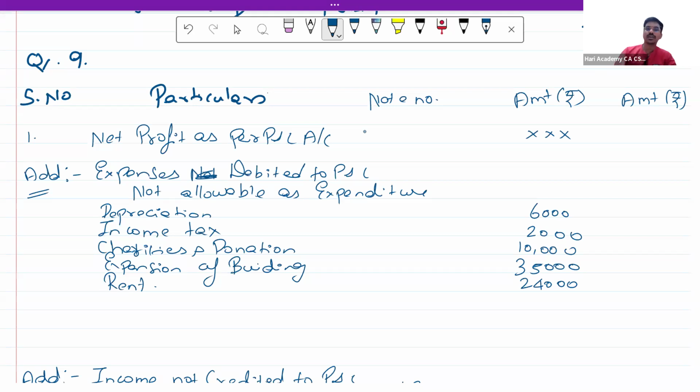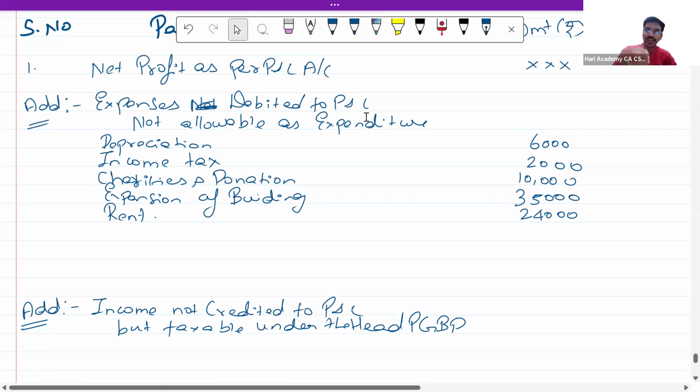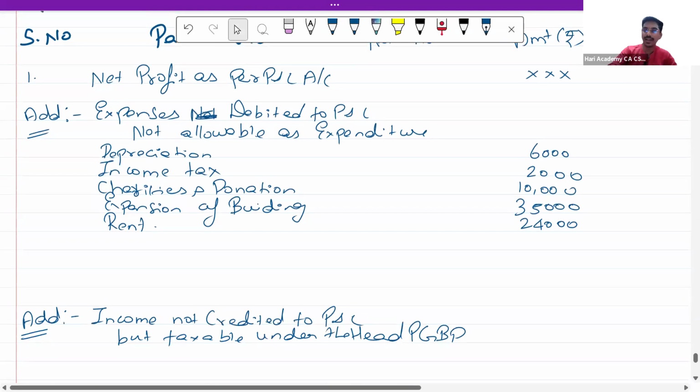So what we are doing is, we are taking the books of accounts profit and we are doing multiple additions and subtractions to arrive at the income tax profit. That is the idea of this entire format. Okay, this is how this question has to be solved. So for every addition and subtraction, you just need to mention why it is being added or subtracted.